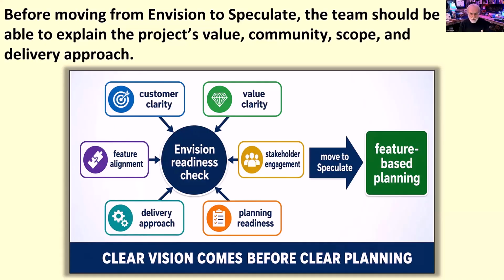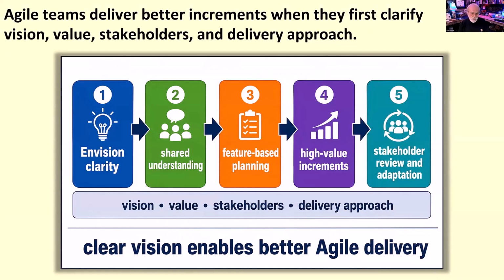So if we can't explain the vision clearly, then we're really not ready to start planning and developing our features, our user stories and all of that as we go through. And so, as we close out here, Agile teams deliver better increments when they first clarify the vision, value, stakeholders, and delivery approach. So we can remember that the Envision phase is not just a checkpoint. It's a point where the project begins to take shape and the team clarifies what value the product should deliver, who needs to be involved, what information is needed, and how the team will collaborate.